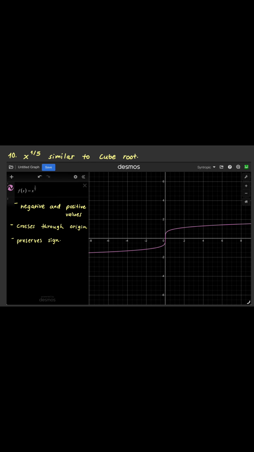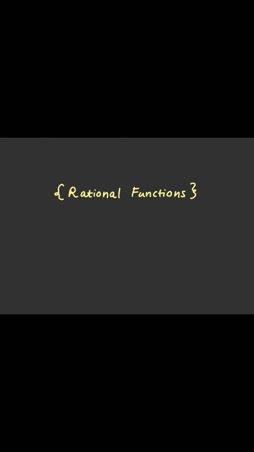So the graphs of roots grow very slowly compared to the graphs of powers because they compress large numbers. Moving on to rational functions.